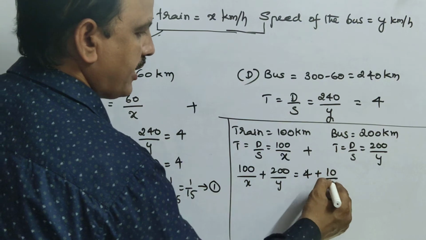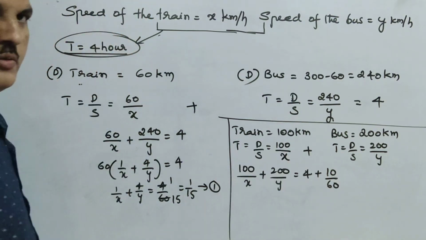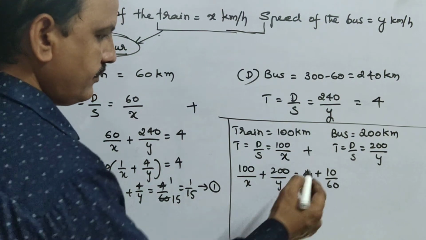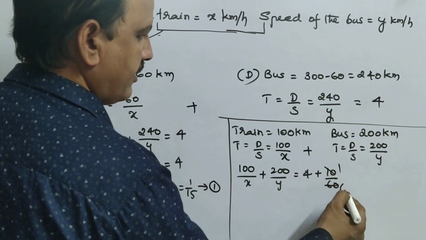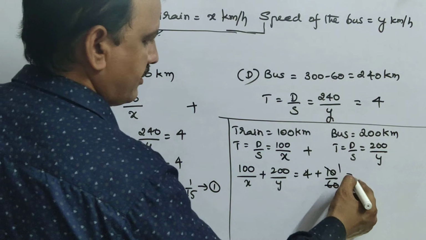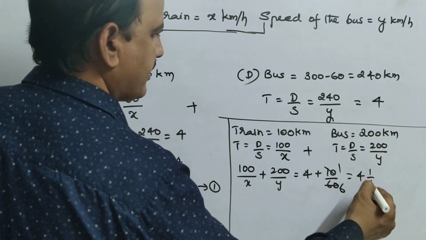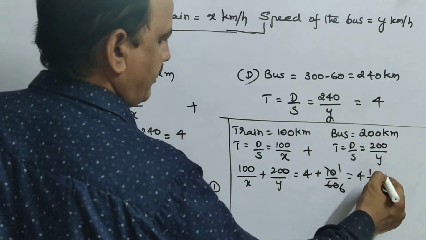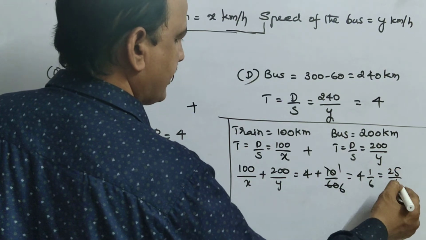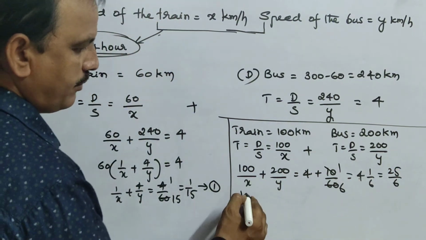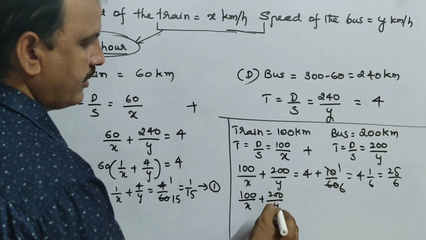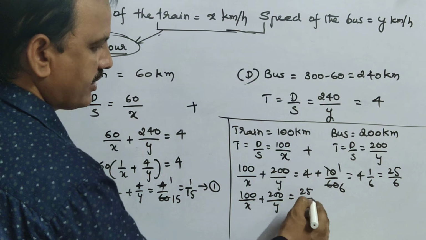So 10 minutes can be written as 10 by 60 because we have to change it into hours. So 10 ones are 10, 10 sixes are 60. That means 4 and 1 by 6. That is 6 fours are 24 plus 1. So 25 by 6. That means 100 by x plus 200 by y equals 25 by 6.